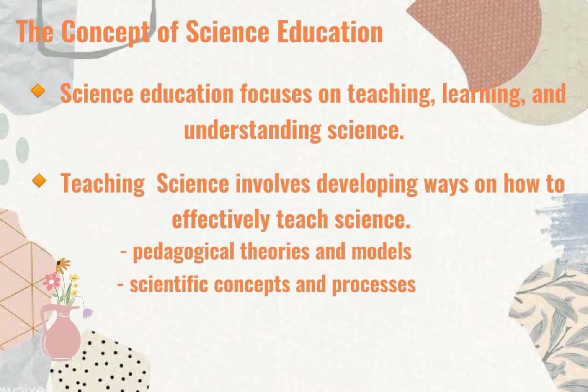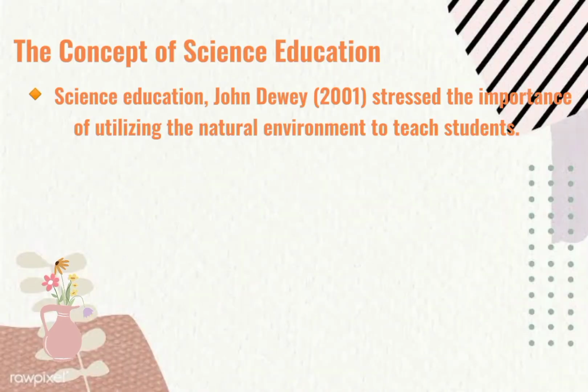According to John Dewey, science education stressed the importance of utilizing the natural environment to teach students. As a result, nature must supply its physical impulses in order for social activities to provide a wealth of meaning. And science will be one of the most essential school courses in the future.